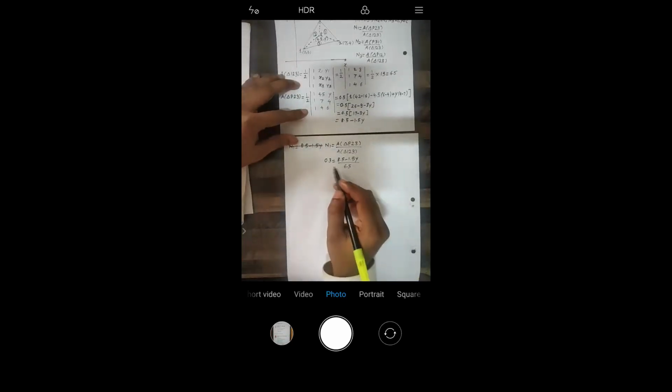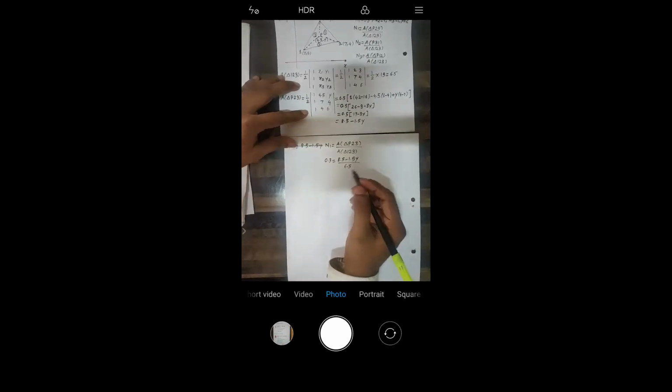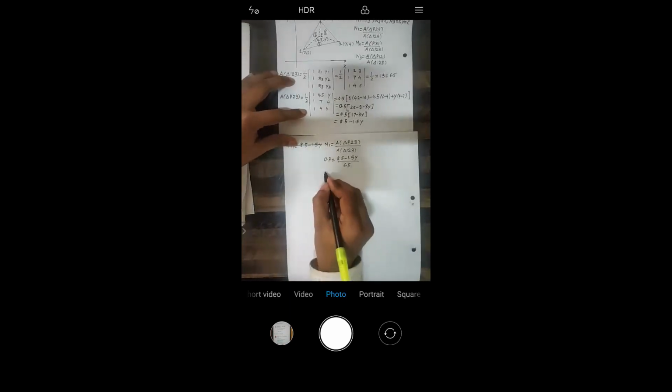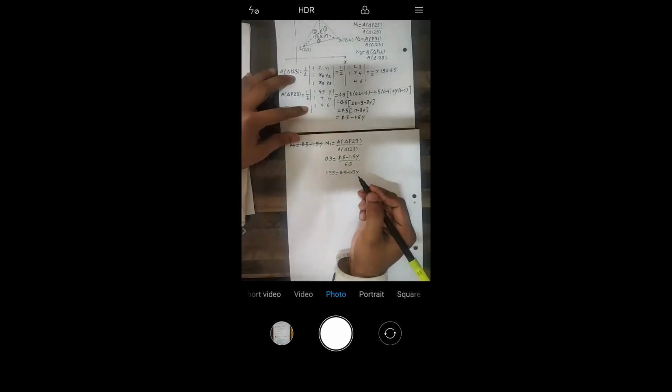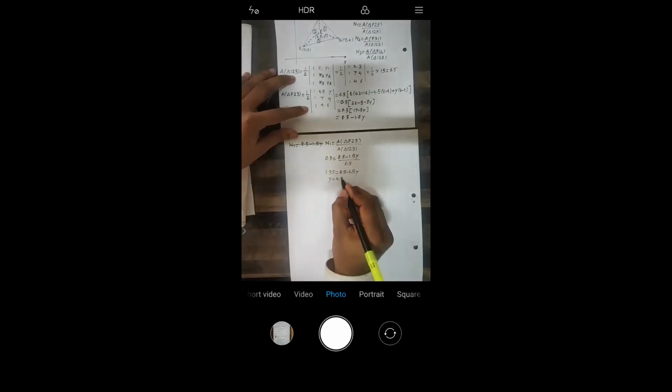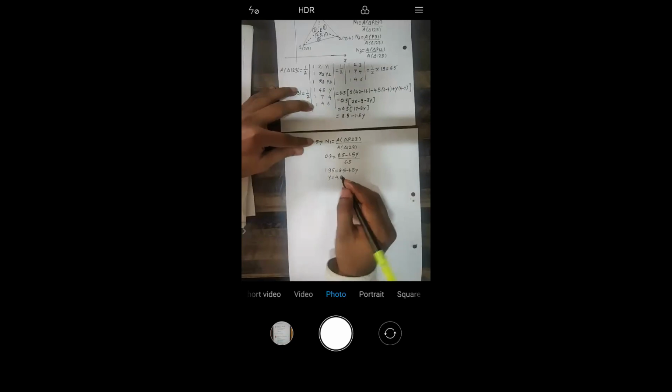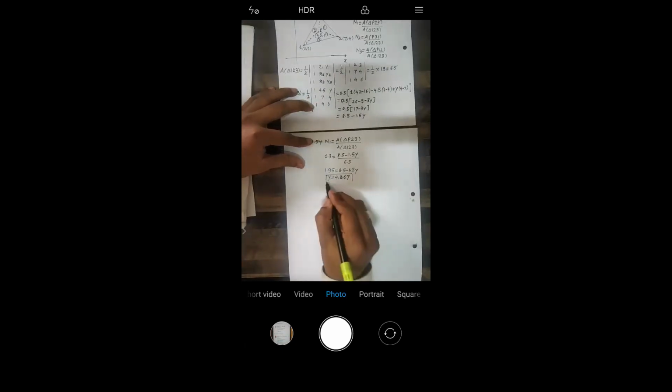6.5 into 0.3. Do it fast. 1.95. So 1.95 is equal to 8.5 minus 1.5y, right? Bringing it over, y is coming 4.367. Okay, so this is the value of y you are getting, right?